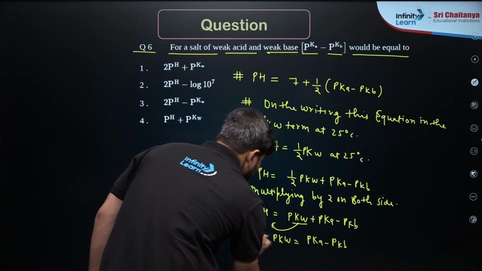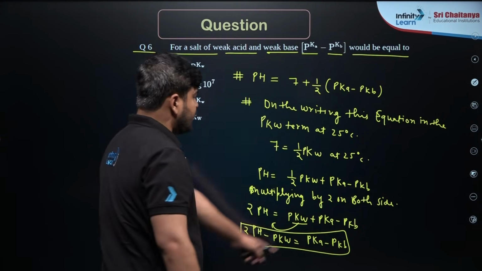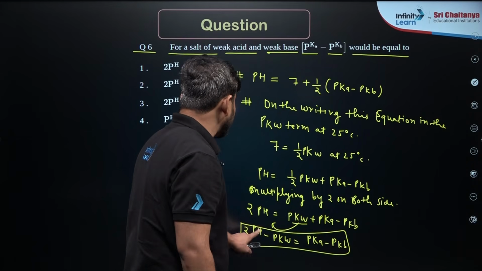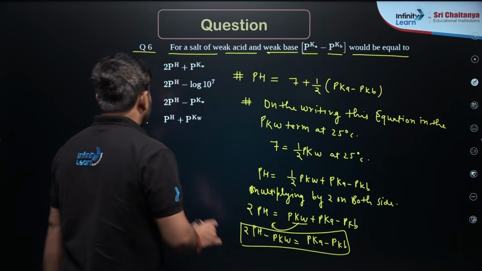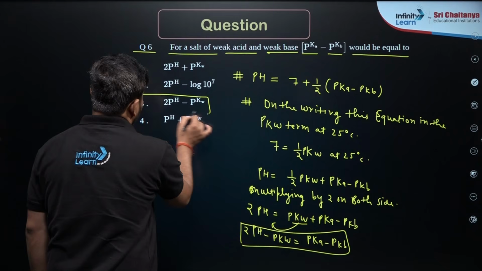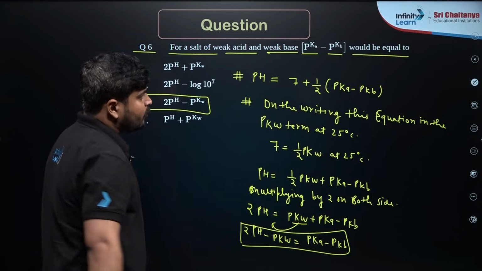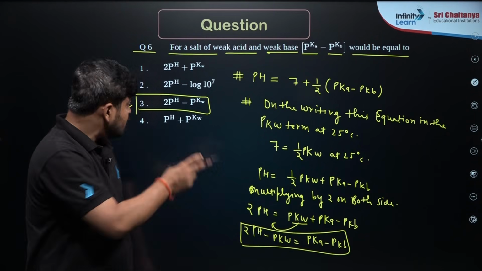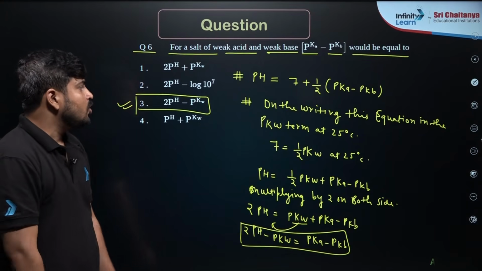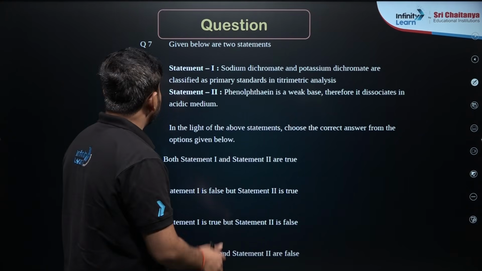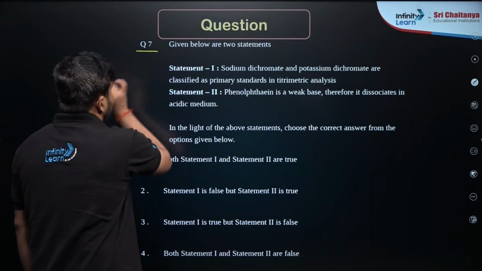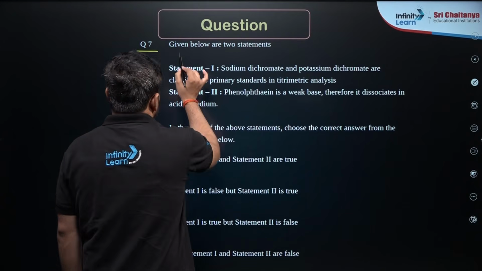Now which one is the correct answer? Here pKa minus pKb equals twice of pH minus pKw. So the final answer is the third one. Third one is the final answer of this question. Now I am coming to the next question. Question number 7: what is the main point given in question number 7.